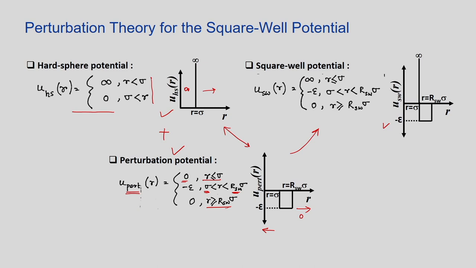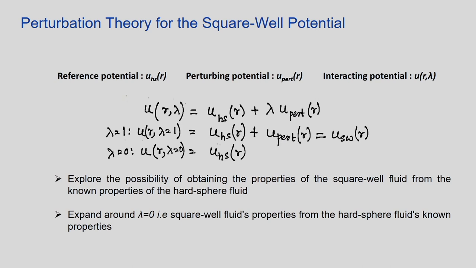So, now if I want to obtain any property of the square well potential, then instead of solving a square well potential, I can write it in terms of a Hertzsprung potential plus a perturbation potential. That is all the idea is. So, the reference potential plus the perturbation potential is equal to the interaction potential. The reference potential is the Hertzsprung potential. The perturbation potential is this potential, where lambda is multiplied by the interatomic perturbation potential. So, the sum total of these two will give the interacting potential.